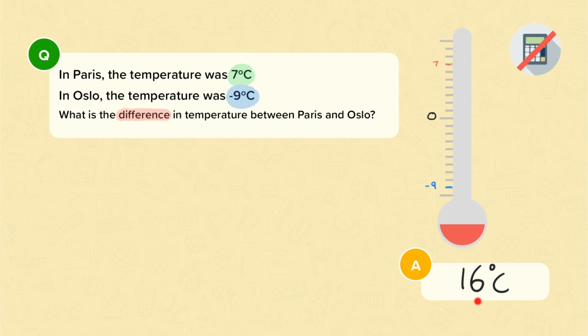Very well done if you got 16 degrees C. The way you did it was hopefully to count all of the spaces between 7 and -9. Now, there was a slightly quicker method of doing this. We know that to get from 7 to 0, that's a gap of 7. I also know that from 0 to -9 is a gap of 9. So really, all I had to do was add 7 and 9 together, and that got me 16. So the difference between the temperatures is 16 degrees C. And remember, this question was about temperature, so don't forget your units in your answer.